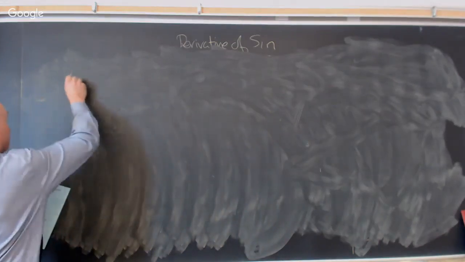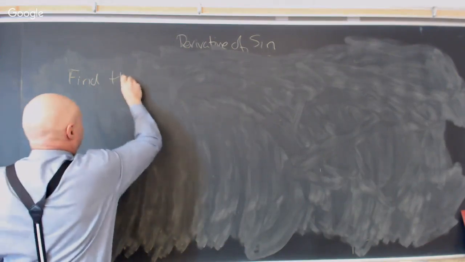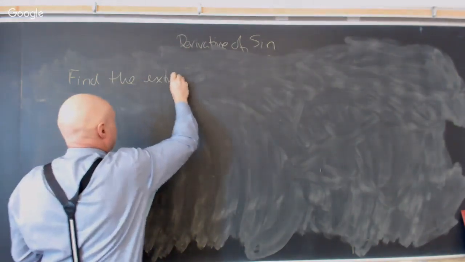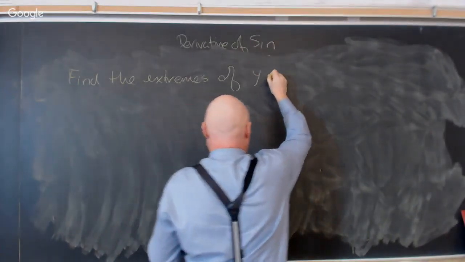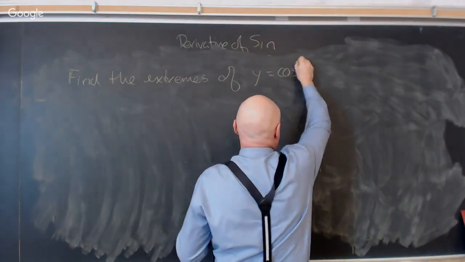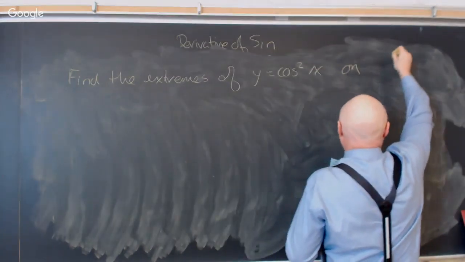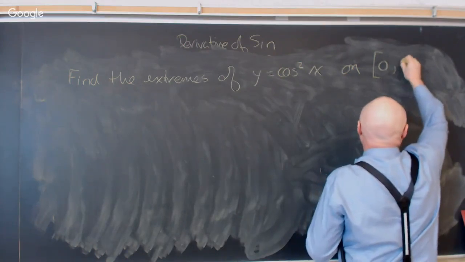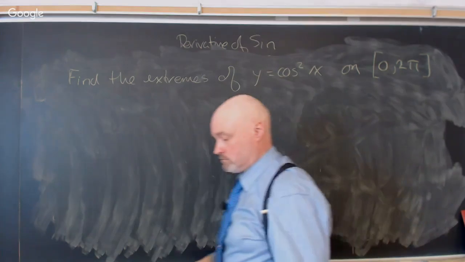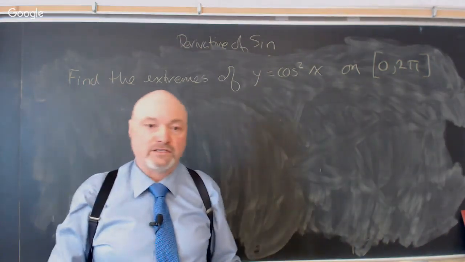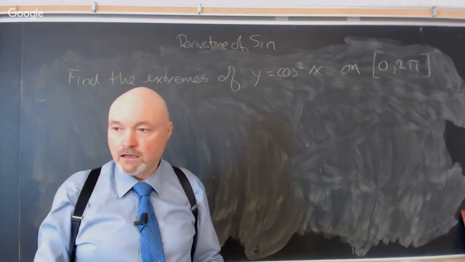Okay. Find the extremes of y equals cosine squared of x on the closed interval 0 to 2 pi. Yes, actually, this question exemplifies something that will be on the test. So yeah, something like this.